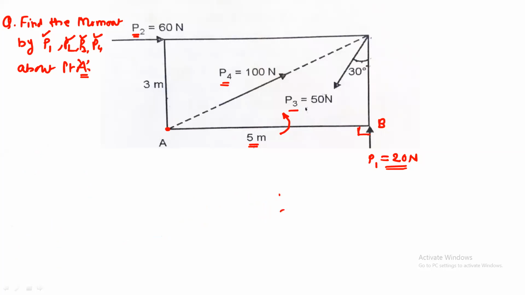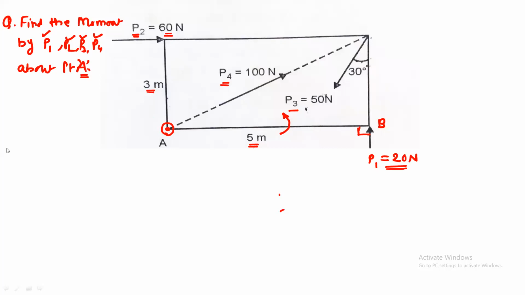Okay, now consider the second force. So take 60 Newton. For 60 Newton, we have to take the moment about the same point A. So we have to find out the perpendicular distance. It is directly given, 3 meter.